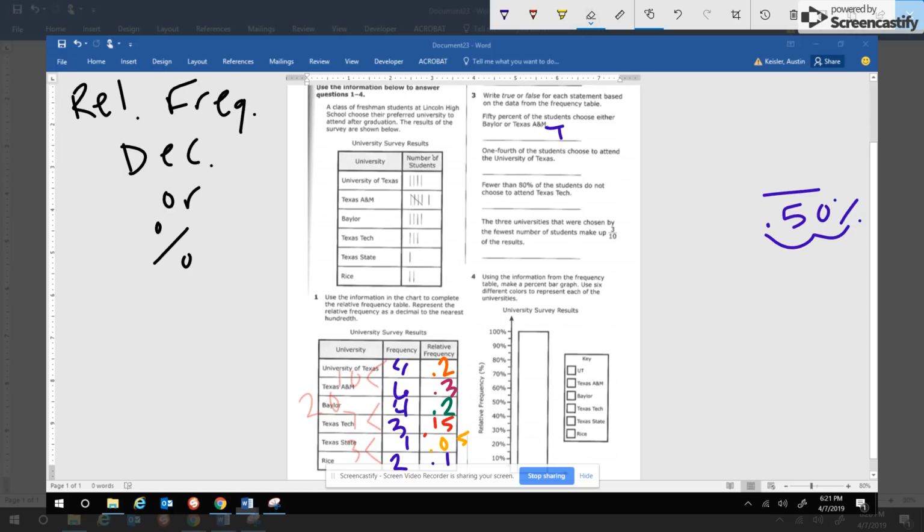The second one says 1/4 of the students chose to attend the University of Texas. Well, University of Texas, remember, had 4 people out of 20. So let's simplify that and see if we end up with 1/4. We know we can divide both the numerator and denominator by 4. 4 divided by 4 is 1, and 20 divided by 4 is 5. So that one would be false. 1/5 of the students chose University of Texas, not 1/4.